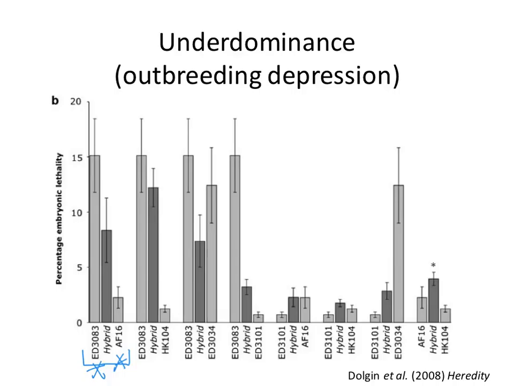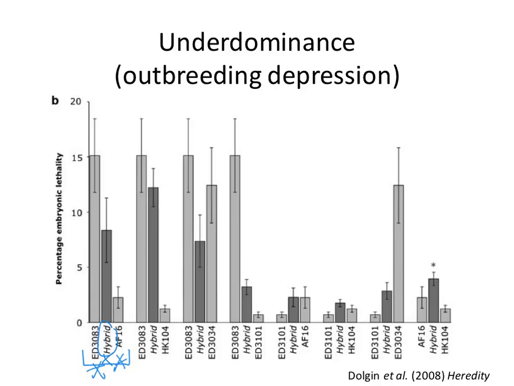And then what these authors did was they crossed ED3083 and AF16 together to make the hybrid. So just an F1. They're diploid, so one set of chromosomes came from ED3083, the other half from AF16. What happens? What's the fitness of the F1 hybrid? Almost an average. It's almost average.